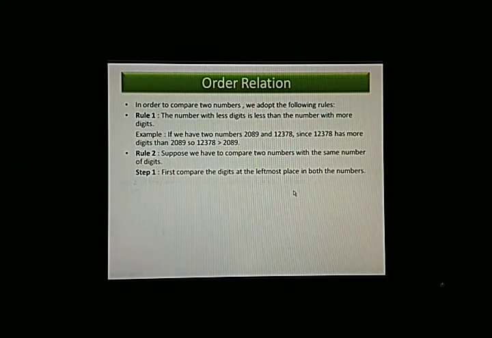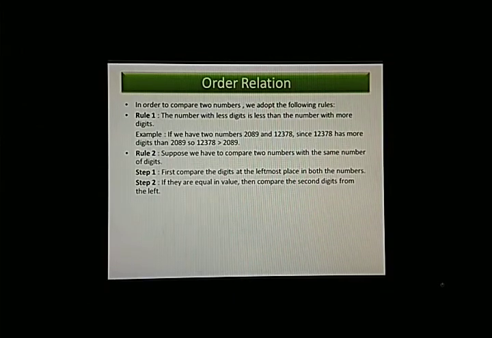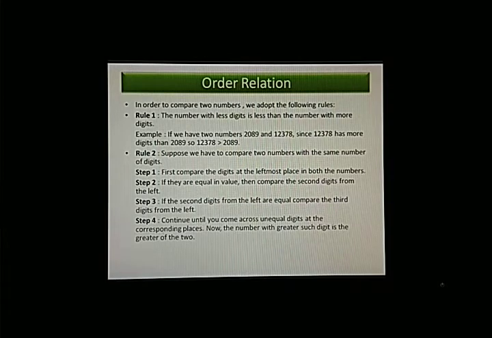Then what we have to do? Then if suppose both the numbers are same, then what we will do? Then we have to compare the second digit. We have to check if the second digit is similar or not. Even if it is also similar, then we have to check the third. We have to compare the third. Then it continues until we get such a digit where there is a difference between the digits of both the numbers. This will be clear when we'll see an example.